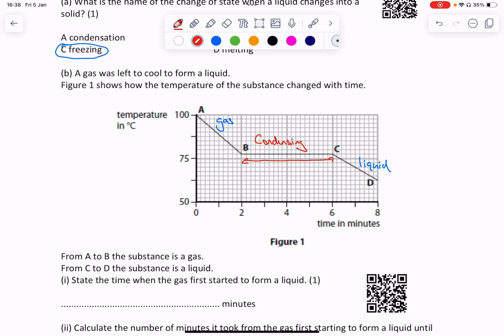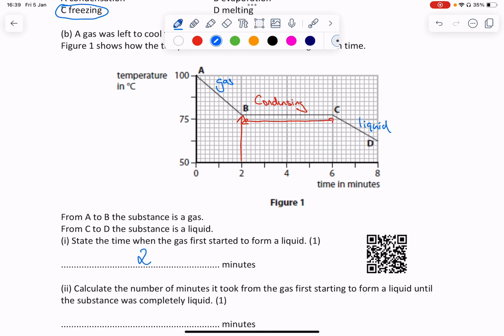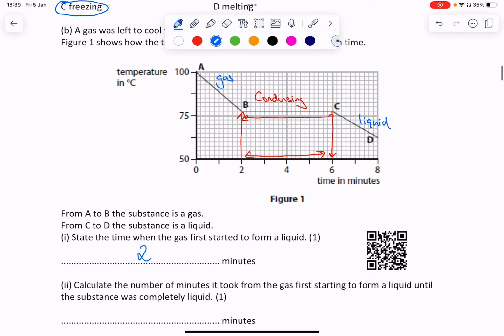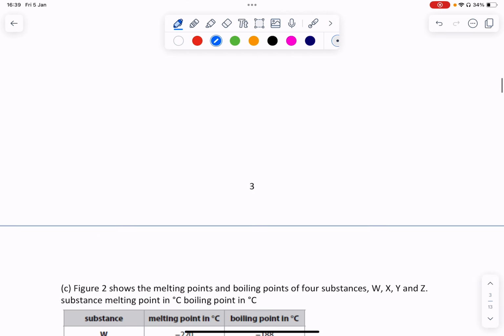So if we use the graph here to help us, at this point here is when it's first starting to change and become a liquid. So that is going to be at 2 minutes. Calculate the number of minutes it took for the gas to completely form a liquid. So again, if we look here, this is where it stops being a gas and is completely a liquid. So it's taken from 2 minutes all the way up to 6 minutes. So that's going to be 4 minutes in order for that change to have taken place.